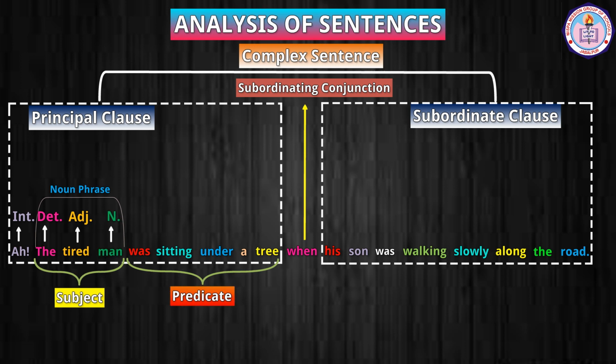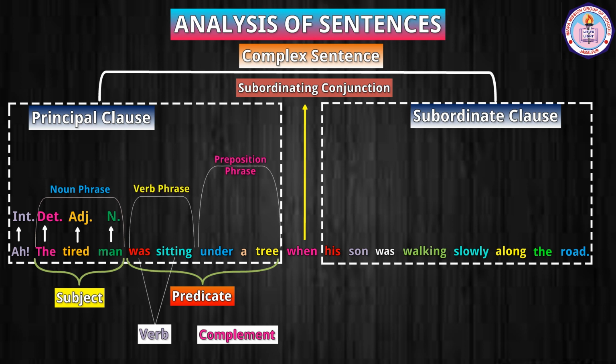The predicate has a verb and a complement. The predicate has a verb phrase, was sitting, and a prepositional phrase, under a tree. In the verb phrase, was is an auxiliary verb, sitting is the main verb. In the prepositional phrase, under is a preposition, a is a determiner, and tree is a noun. This prepositional phrase contains a noun phrase, a tree.